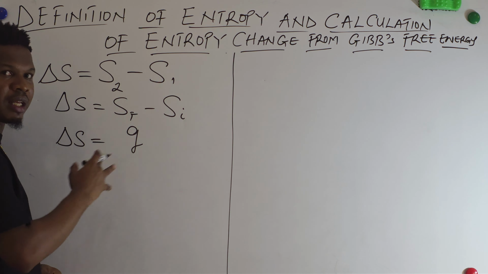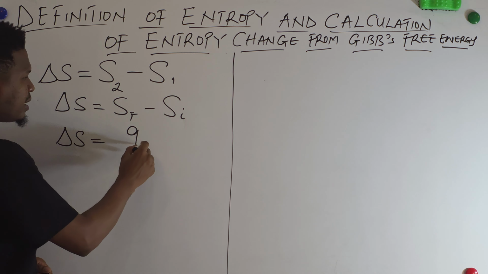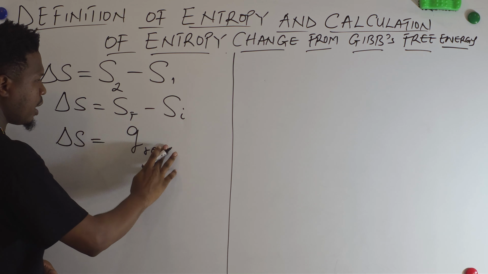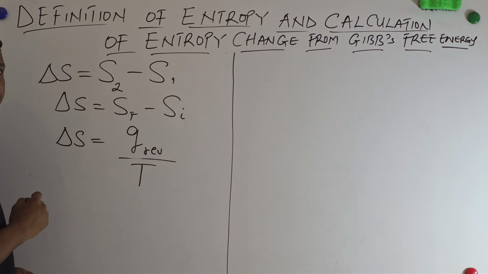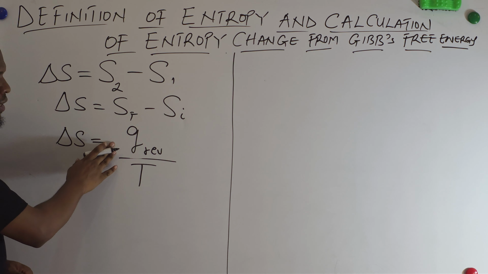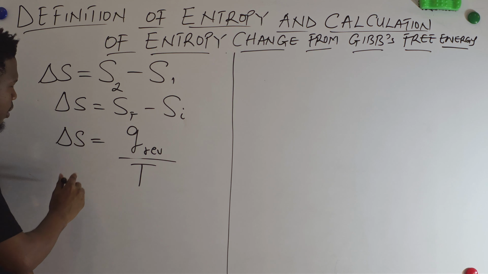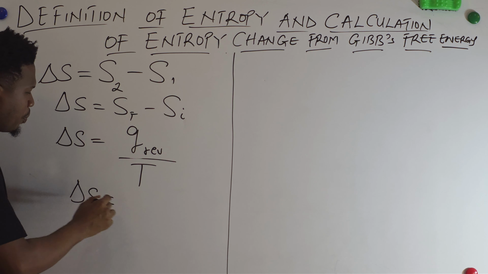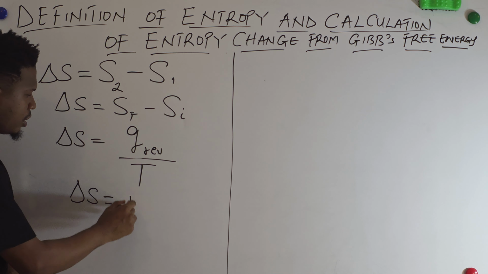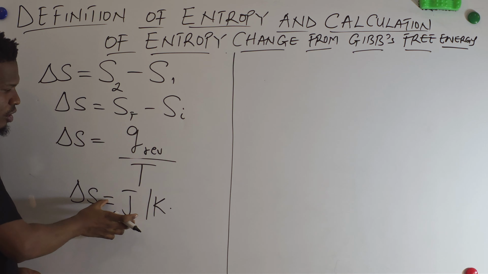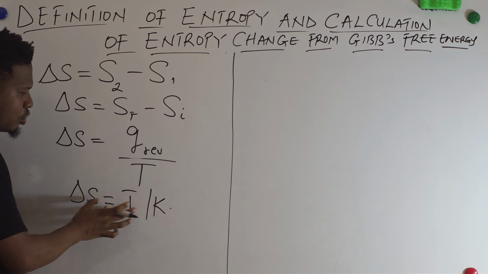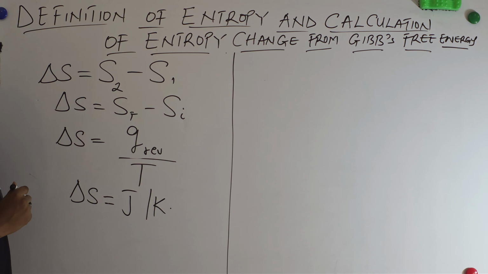Mathematically, change in entropy is given as the heat either absorbed or released in a thermodynamic system, in a reversible process, over the temperature. So this heat is given in what? Joules. The unit for entropy is joules per Kelvin, since heat is in joules and temperature is in Kelvin.